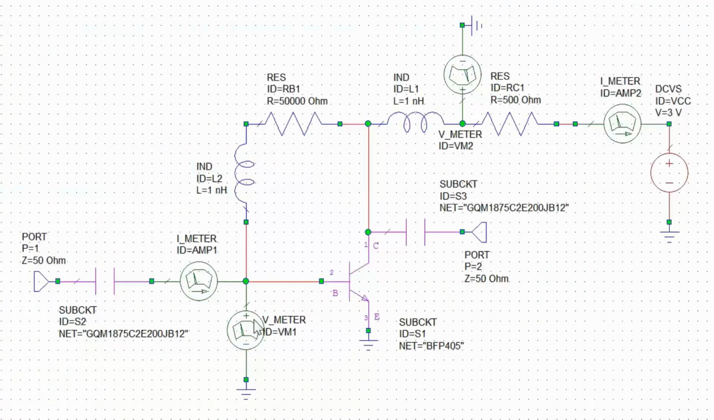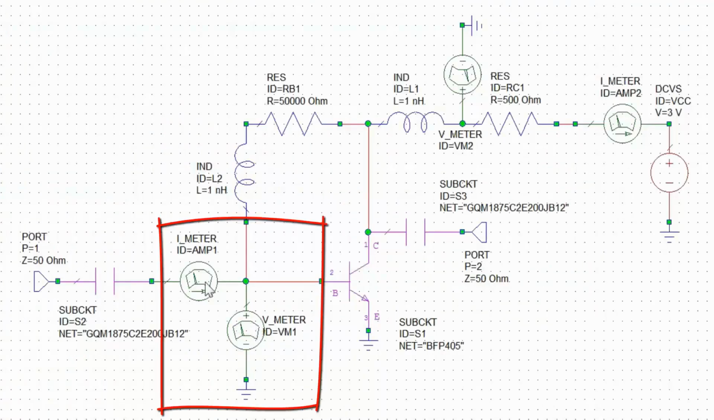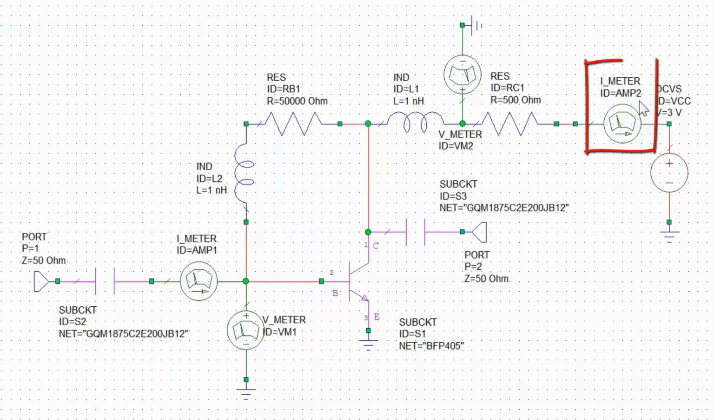So now you can see that we've got a voltmeter and a current meter at the input to see what RF signals we're getting through. And then we've got a current meter in series with my power supply, so I can see if there is any RF current that flows back into it. And also we've got a voltmeter which will give us the voltage across the resistor RC1, and then it will give us an indication of whether there are fluctuations in the bias that we're feeding to our collector.